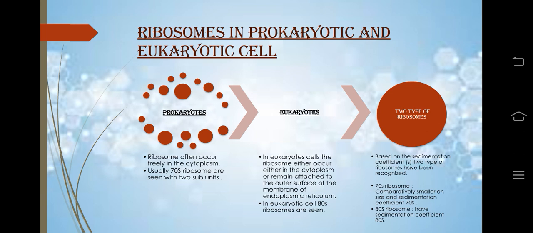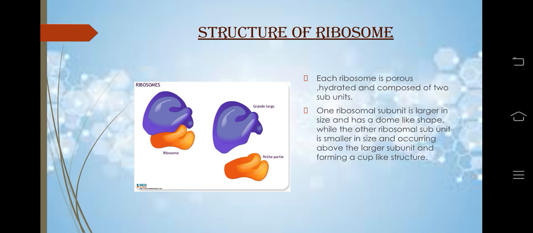Then, two types of ribosomes based on the sedimentation coefficient S. Two types of ribosomes have been recognized. The 70S ribosome is comparatively smaller in size, and its sedimentation coefficient is 70S. The 80S ribosome has a sedimentation coefficient of 80S. S is the Svedberg unit.